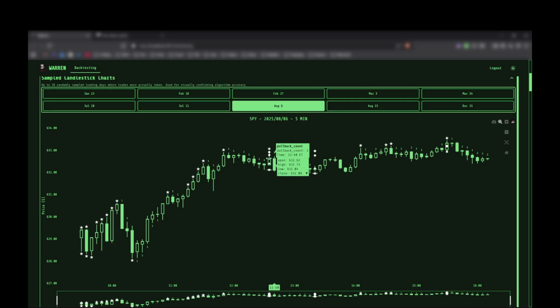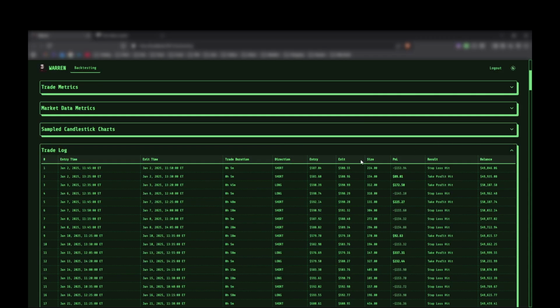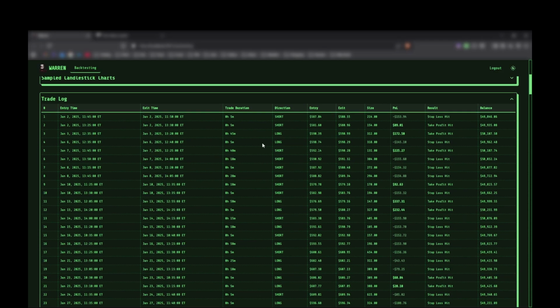And so this is how I tested to make sure. I did a lot of visual testing to make sure that the system was accurately going through the algorithm and executing the way that I understood the logic should be. And then at the end, we have a log of every trade that it took: how long it was in a trade, the direction, where it entered, where it exited, how many shares it traded, its position size, and then its P&L.